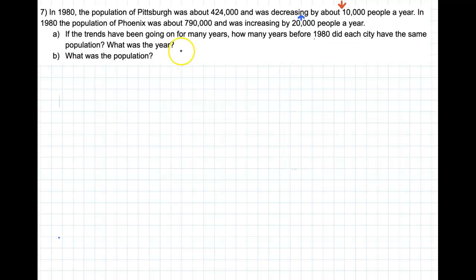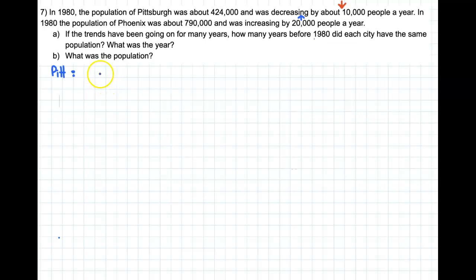Let's let y represent the populations of the two cities, because I think I can make these a linear model where we're increasing the same amount each year or decreasing the same amount each year. We want to find out, if y represents the population, when was it equal? Okay, so let's look at Pittsburgh.